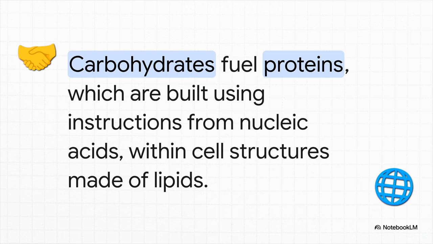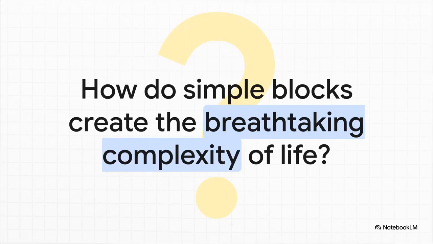The energy from carbohydrates fuels the protein workers. Those proteins are built using the plans stored in nucleic acids, and the whole show takes place inside cells that are held together by lipids. It's a perfect symphony. And that leaves us with a really amazing thought to wrap things up. From just 4 basic types of molecules, built from just a few common elements, you get all of the mind-boggling complexity and diversity of life on this planet. From a single-celled amoeba to a human being. It really is an incredible testament to the power of biology.